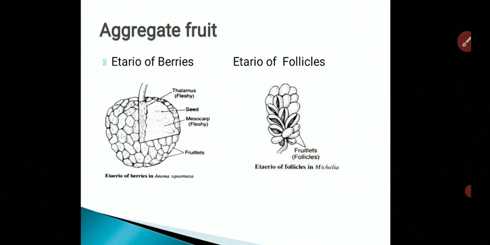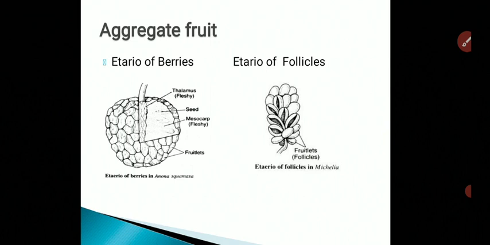So in the case of etaerio of berries, the fruitlets are single-seeded berries that are grouped on a thalamus, and the fruitlets are separate, for example in ashoka, or they may be fused to form a composite fruit, for example annona. You may find etaerio of berries in ashoka, but the berries are separate from each other, and in the case of annona the berries are fused with one another. So these are two types of etaerio of berries.